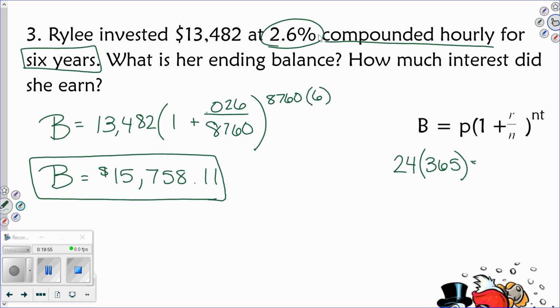And the question also asks how much interest did she earn. Do not change formulas. It does not say simple interest. If I know the ending balance and I know what she started with, just subtract them. That's the interest she earned. So to find her interest, you literally just take what she just earned, $15,758.11, and subtract what she started with, $13,482.